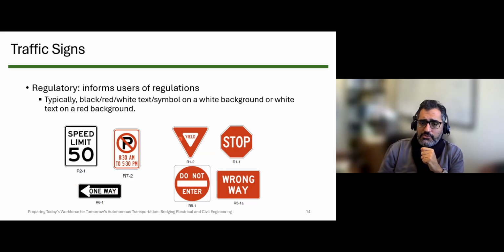And then we have these regulatory signs that we talked about in previous slides, like wrong way, do not enter, stop, yield. As you can see, most of them have white text, all capital, on a red background. So this is the first type of traffic signs.